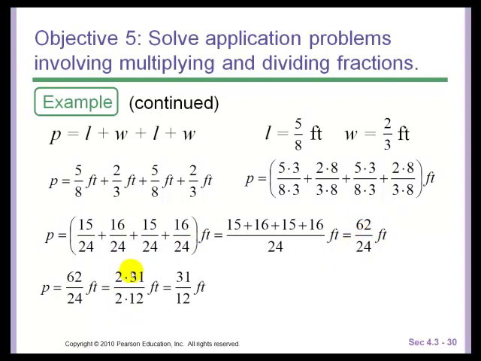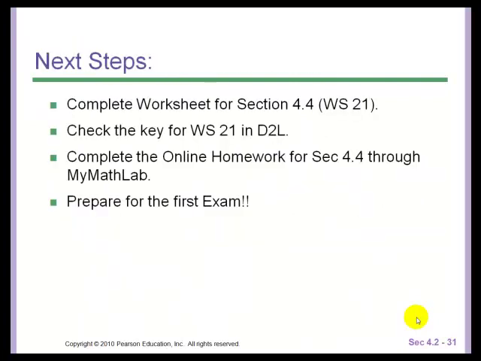You can simplify that. You can take a factor of 2 out, and you get 31 over 12 feet. Again, that is your final answer. Marcus needs 31 over 12 feet of framing material. You can rewrite it as a mixed number, but we will not deal with mixed numbers until we come back from spring break. That concludes the section for 4.4.